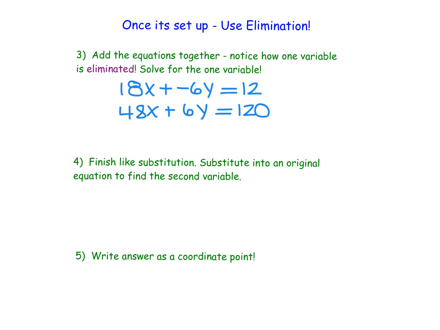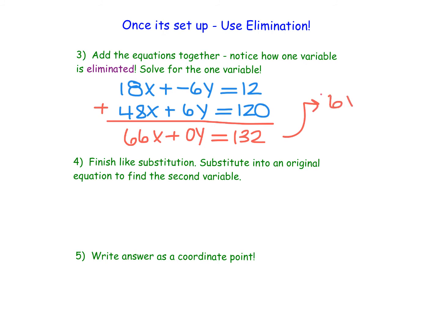Remember, the elimination method, we add the two equations together with the goal of eliminating a variable. So we should see a variable completely eliminate here. So we're going to add these two equations together. 48x and 18x added together give us 66x, plus this becomes 0y is equal to, these added together are 132. So what I have here is the equation of 66x is equal to 132.